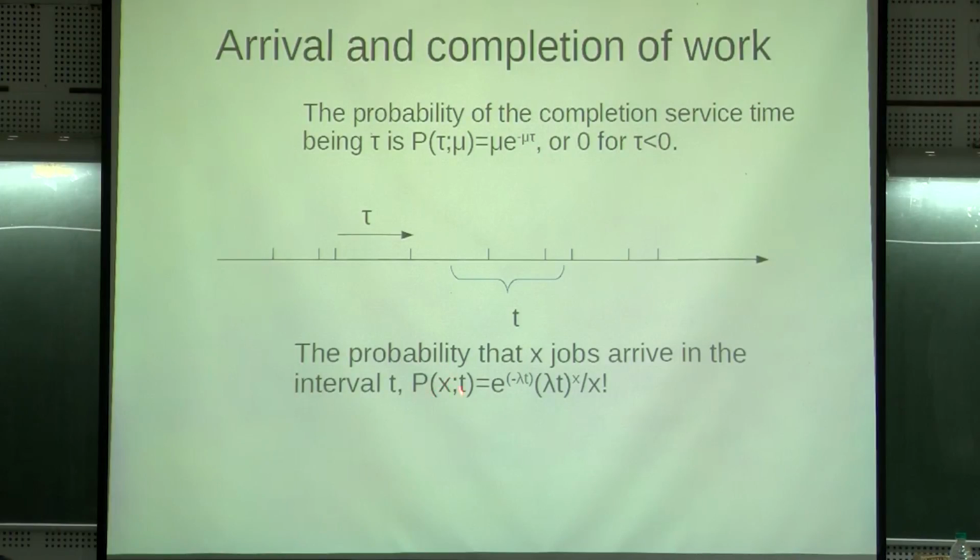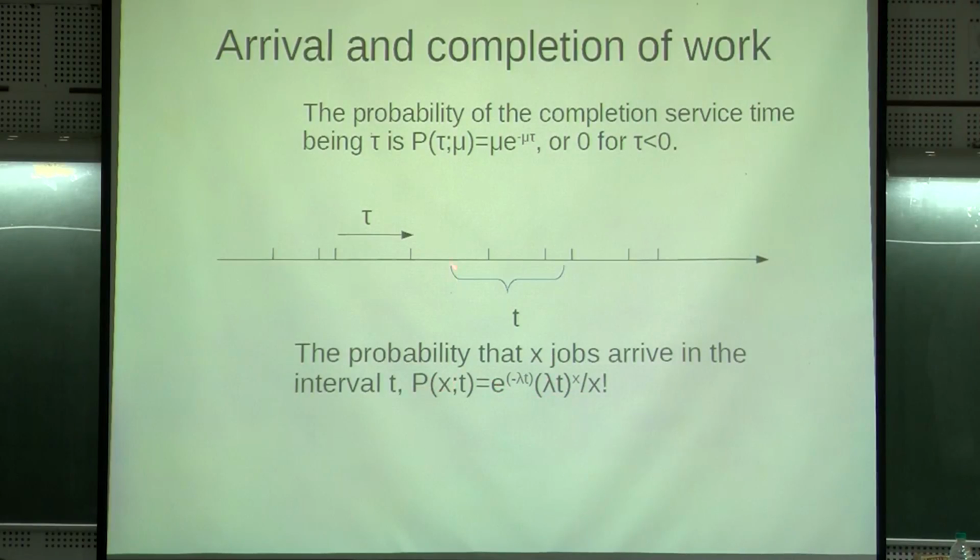So the probability of x jobs arriving in the interval t is given by this equation, which fits the Poisson distribution, which has an exponential part to it. And again, here's lambda now as the arrival rate of the jobs, times lambda t to the x, all of this divided by x factorial. And the relationship between them is, I could write on the board, but we can just look at the equation and think.